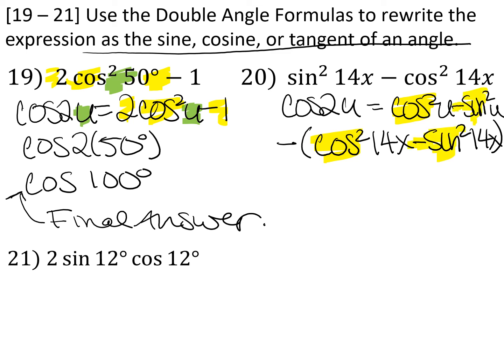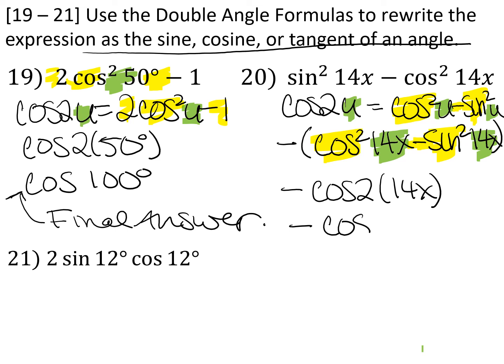So that means that our u is our 14x. Okay, so I'm going to plug that in right here. I still have that negative. Cosine of 2 times 14x, and that gives me negative cosine of 28x. Final answer.